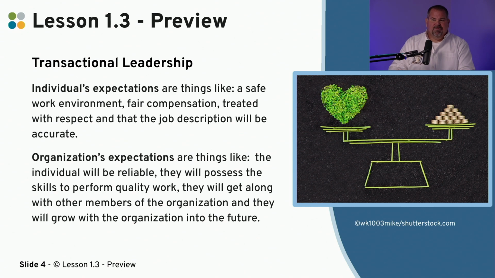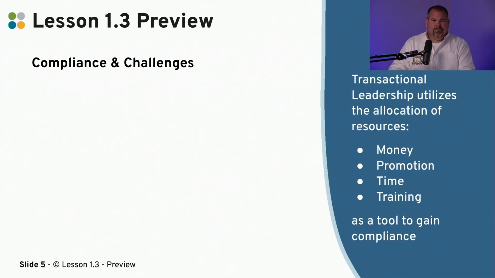Expectations and assumptions made about the individual by the organization consist of things like the individual will be reliable, they'll possess the skills to perform quality work, they'll get along with other members of the organization, and they'll grow with the organization into the future. These initial expectations make up the psychological contract and form the foundation of transactional relationships between the two parties.